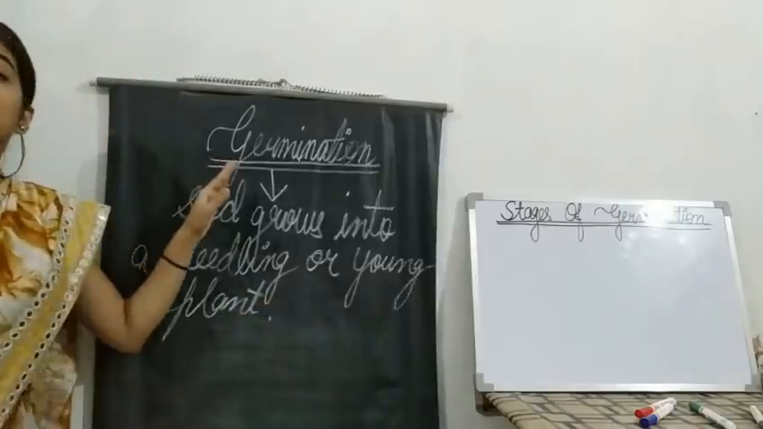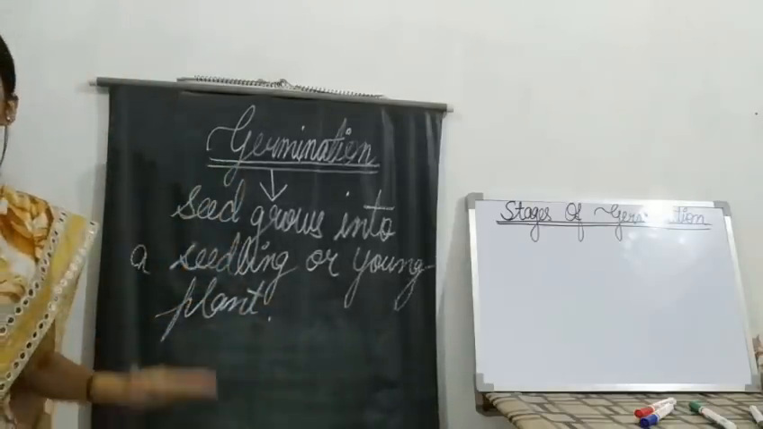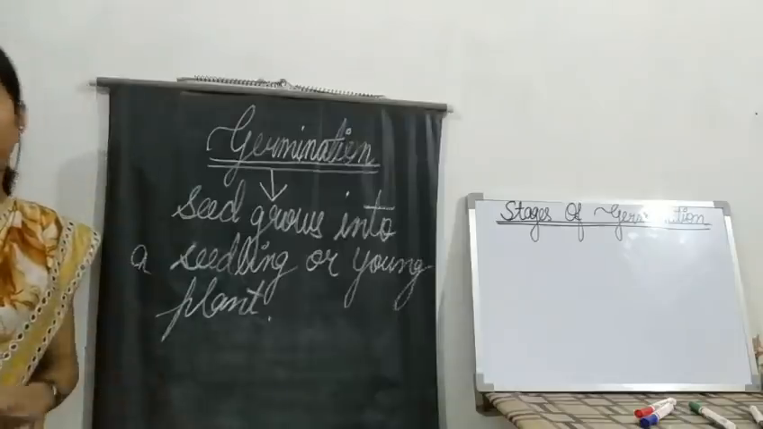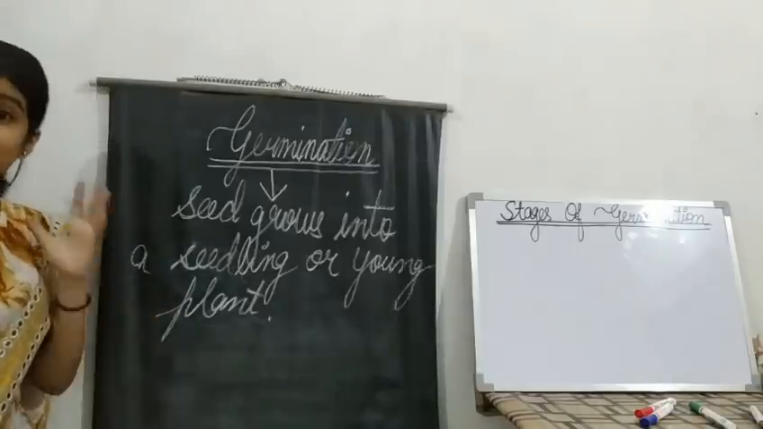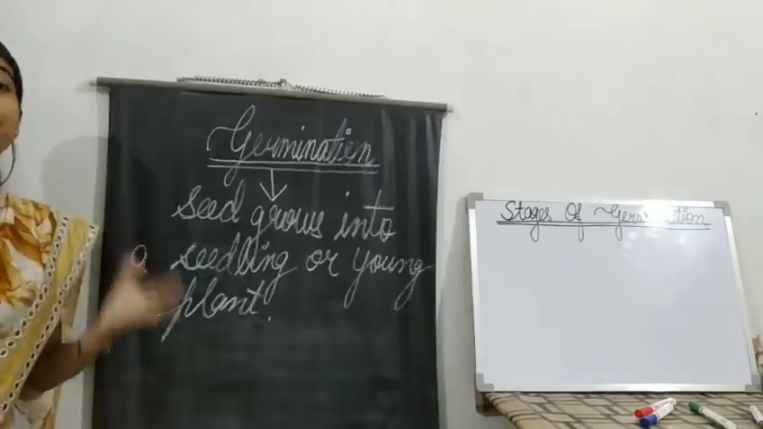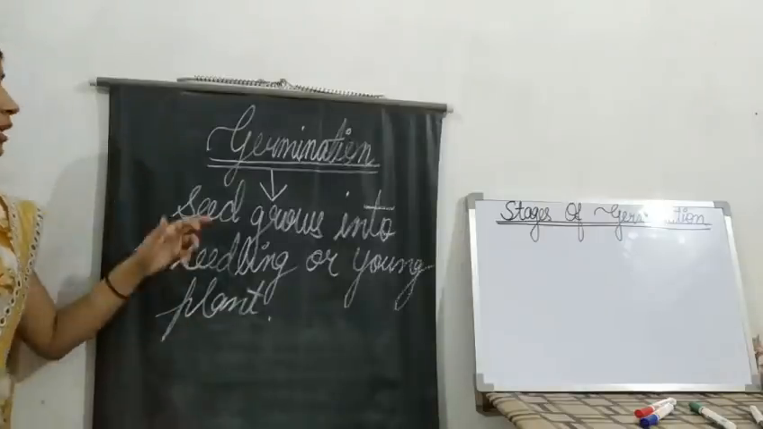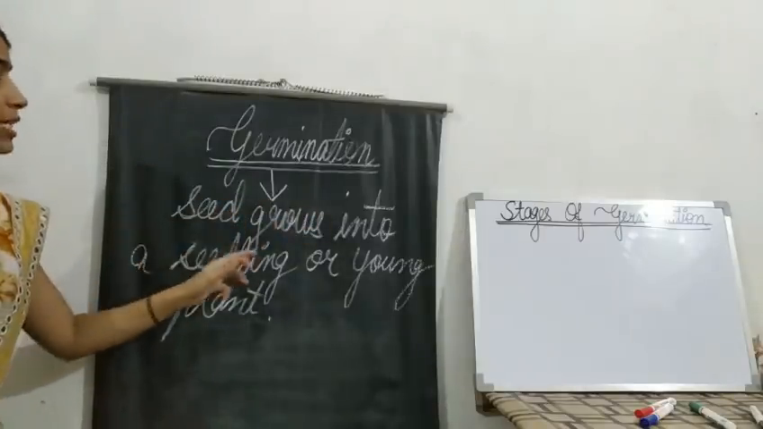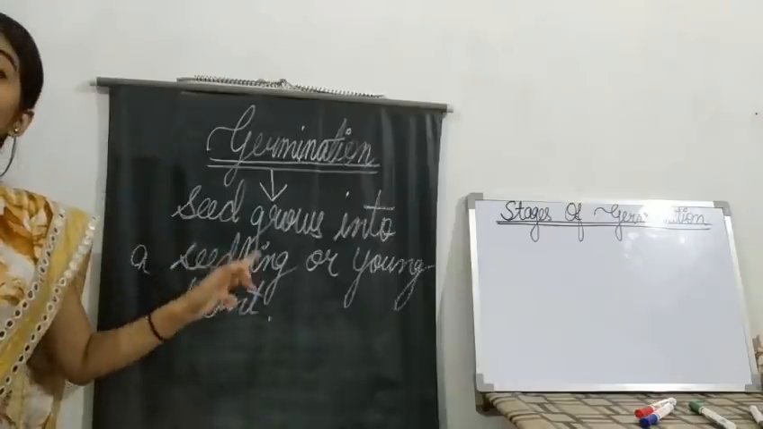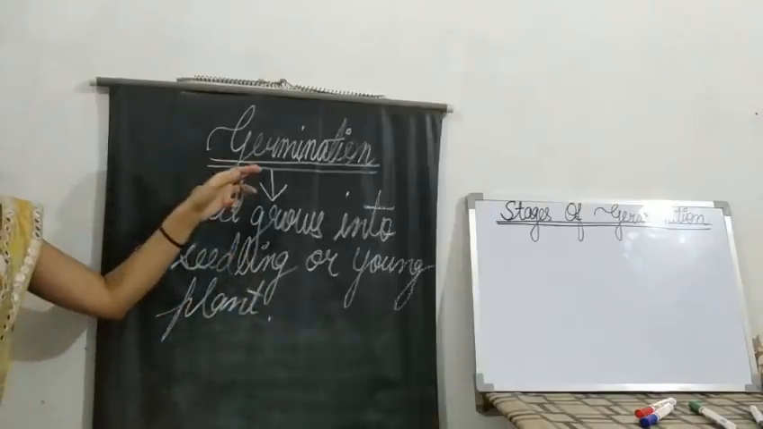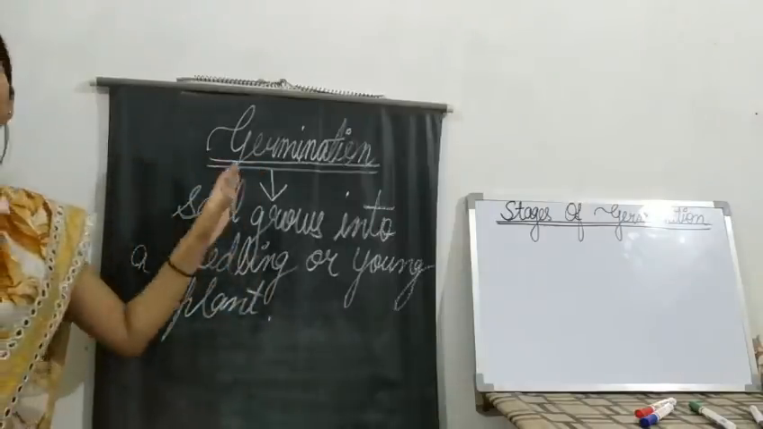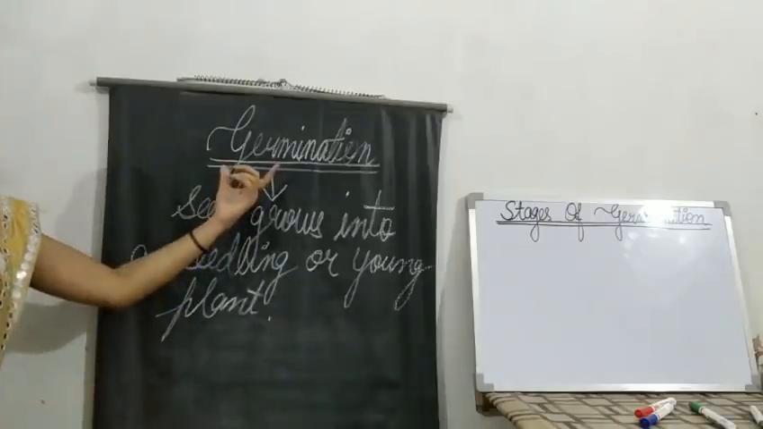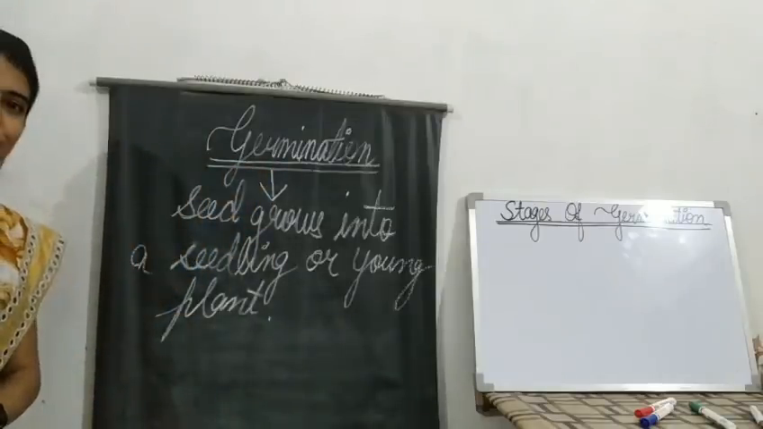This process is termed as germination. Once the seed gets all the favorable conditions, meaning good soil, the seed is in good condition, and it gets sufficient air, water and warmth, the seed will start growing into a seedling or a young plant. This process of a seed growing into a seedling is termed as germination. Is it clear to you all, students?